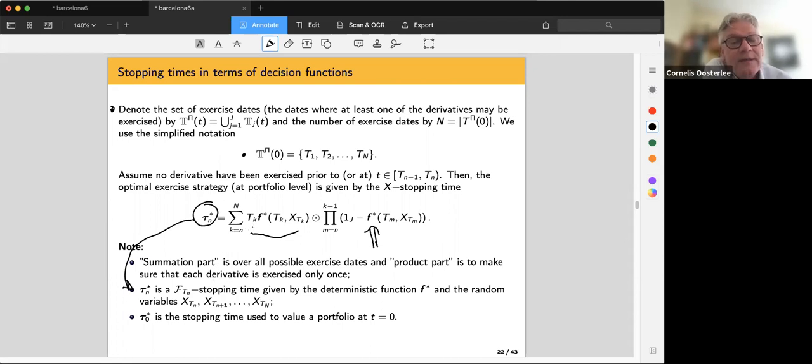And as I mentioned, it's a whole vector. For each time point we have, depending on the risk factor value, we have a 0 or a 1. And particularly, we have a stopping time at time t0, tau 0.